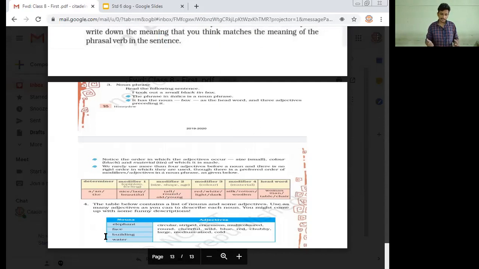So that is the second homework to you, and we have 2 homeworks for today. The first one is a phrasal verb related homework, and the second one is a homework which is related to adjectives. So you have to complete these homeworks as early as possible and send it to my WhatsApp number.